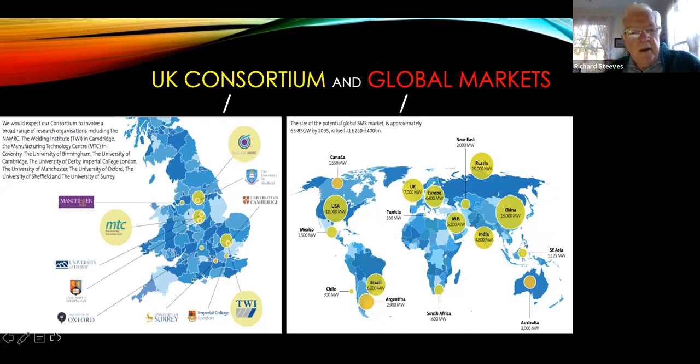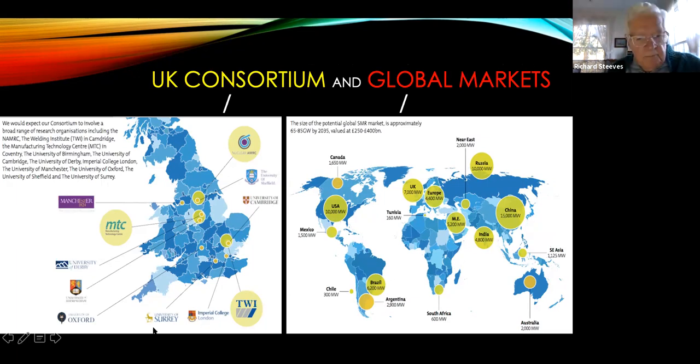Rolls-Royce has really gone out to develop a consortium. You can see here by these logos that they're working with the Welding Institute in Cambridge, the Manufacturing Technology Center in Coventry, and many other universities. They're anticipating significant global markets, even 10,000 megawatts of Rolls-Royce units in the United States. They think they might sell some to Canada, and look at all these other places, China and so on.